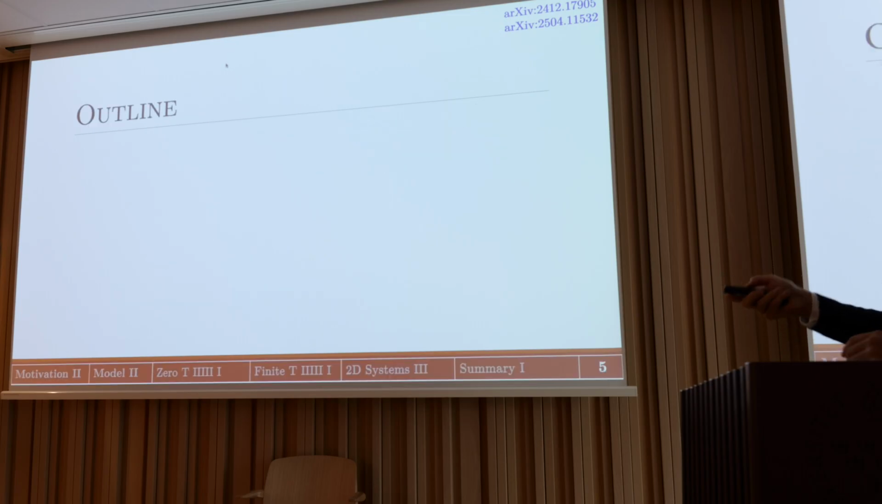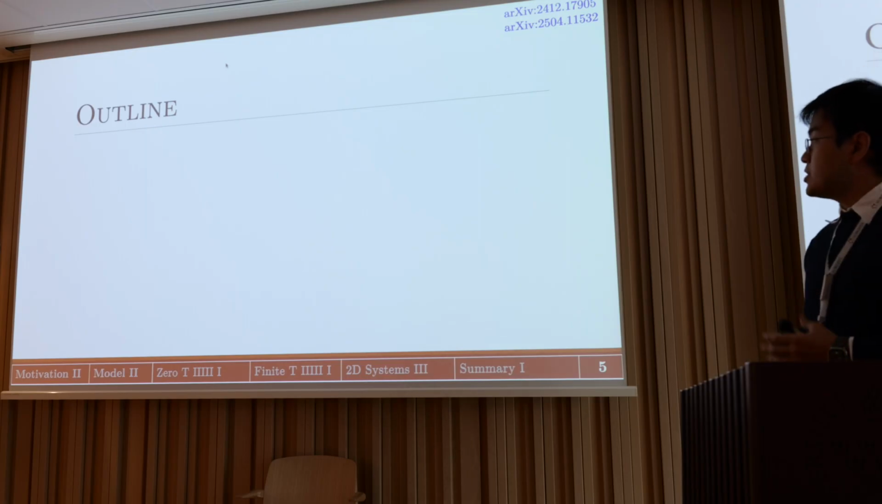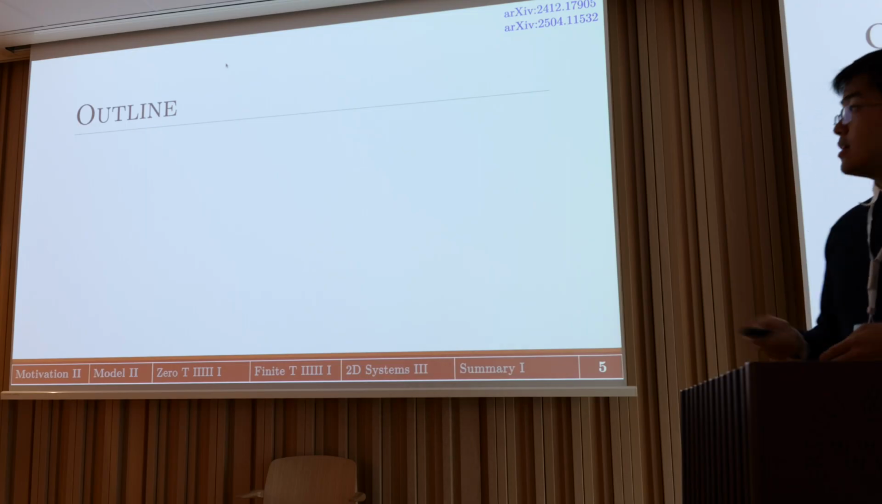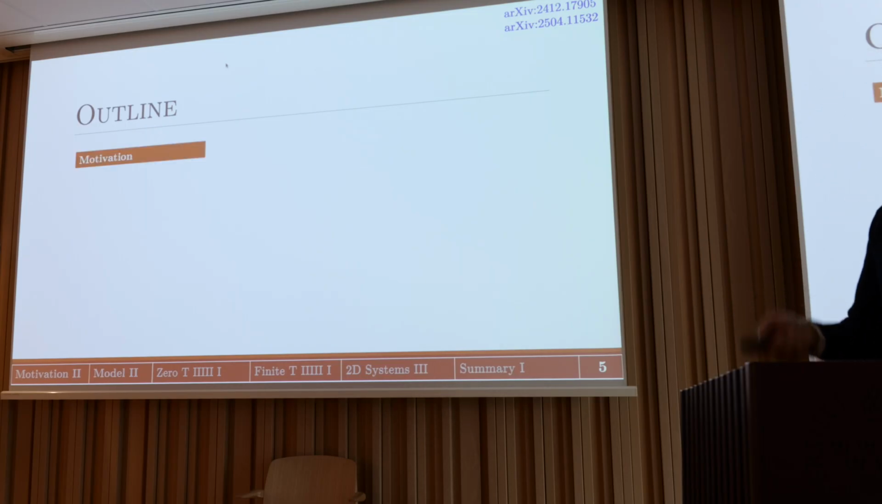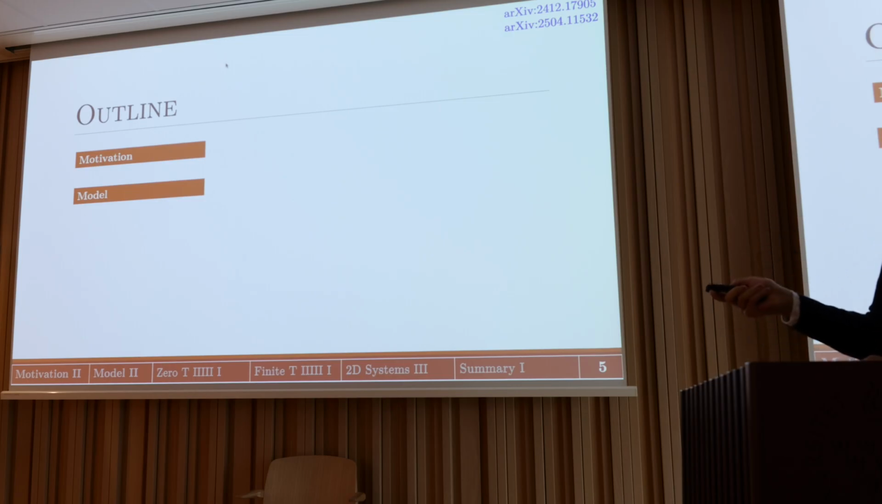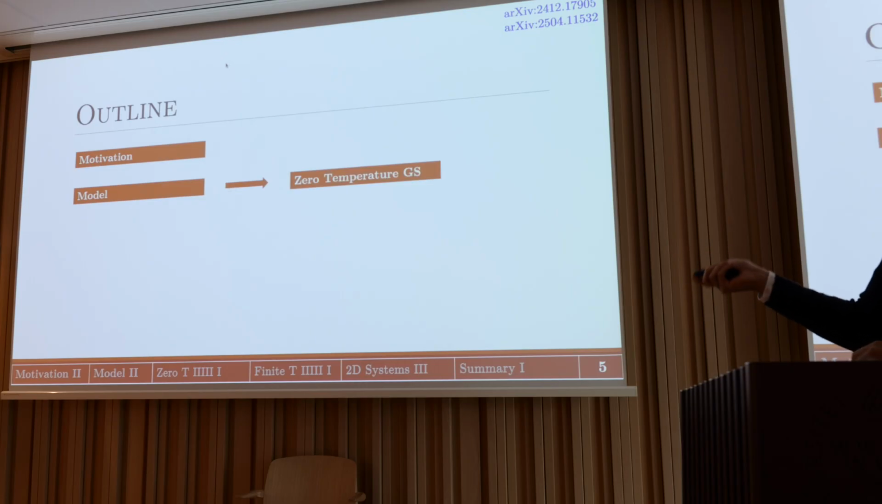Okay, so with that review, I'm going to start the outline of this talk. I will first start with the motivation of why I'm studying this certain class of statistical mechanics. I will introduce the explicit model, in which I will first guide you through how we find the 0 temperature ground states. If there are multiple ground states, then that means there should be a phase transition.